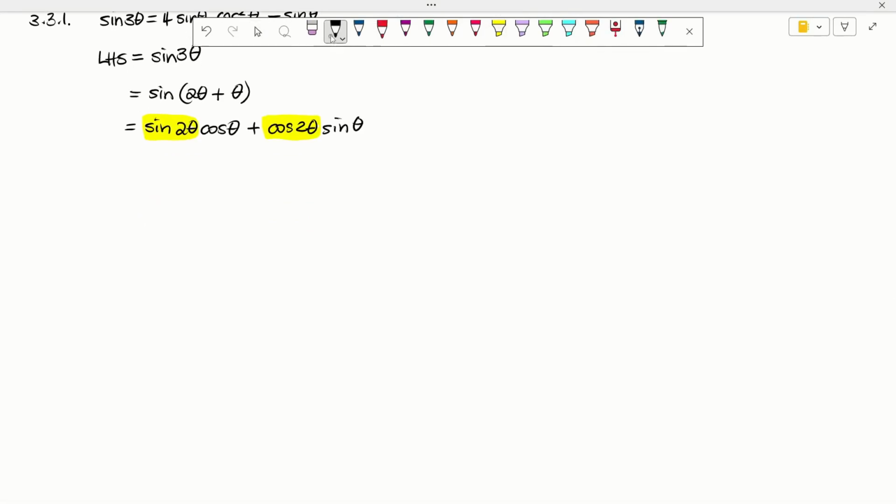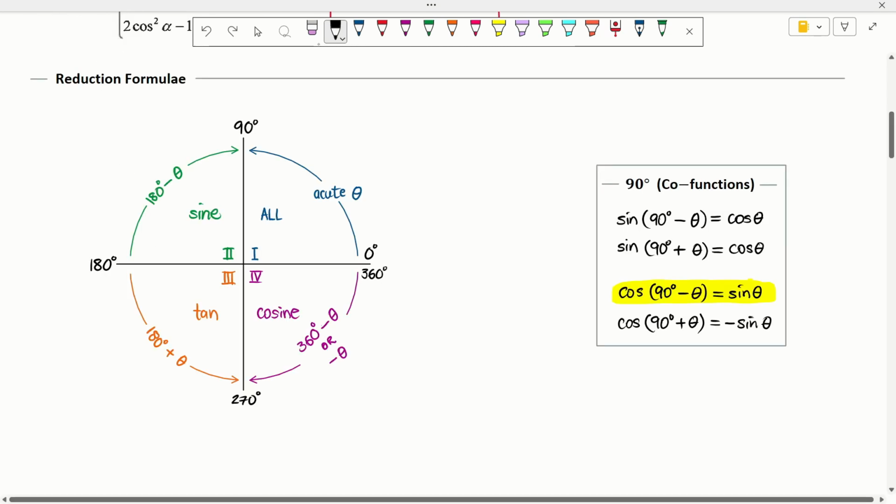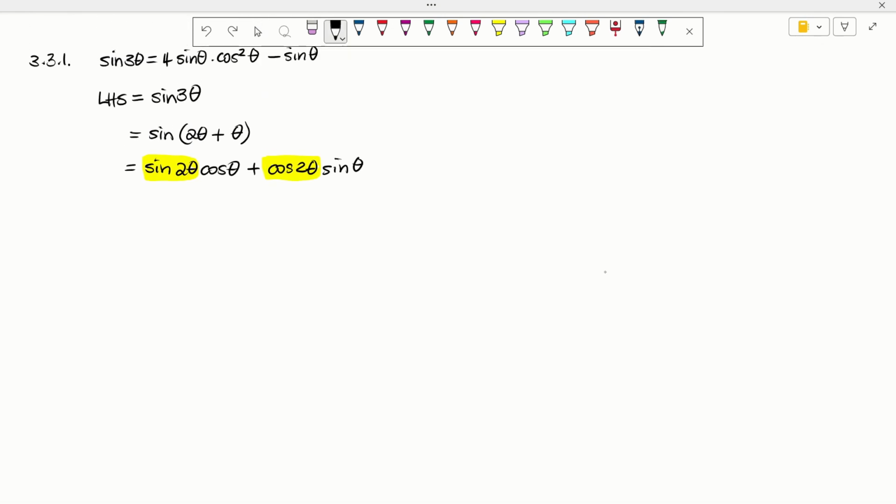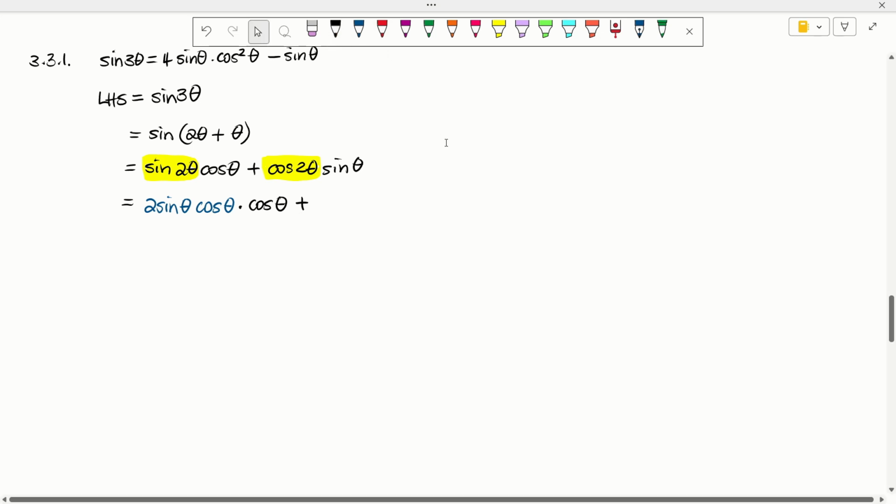So sine 2 theta changes to be, I'll actually use a different color pen for you to see that when you revise. So this will be equal to 2 sine theta, because it's double angle, multiplied by cos theta. And then this is multiplied by this cos theta plus, and then cos 2 theta is an identity itself.